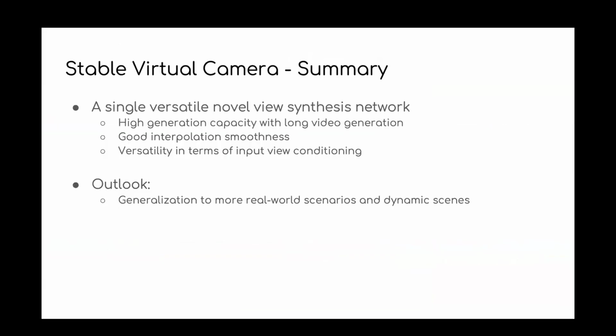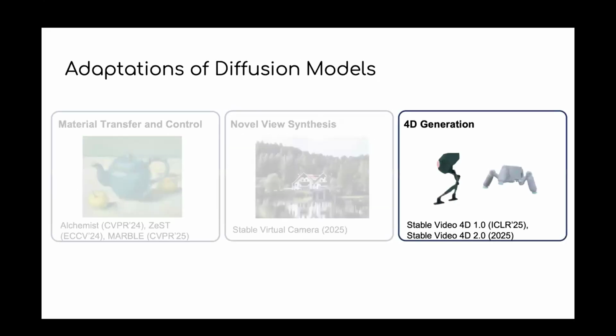Just to briefly summarize this work, we propose a single versatile novel view synthesis network that has high generation capacity with long video generation, and it has good interpolation smoothness, and it is versatile in terms of input view conditioning and number of inputs and the size of outputs, etc. There are still several limitations in terms of the result quality. Feel free to play with the code and use it yourself. And we would like to generalize to more real world scenarios and dynamic scenes, etc. Next, I will cover some of the dynamic scene aspects here.